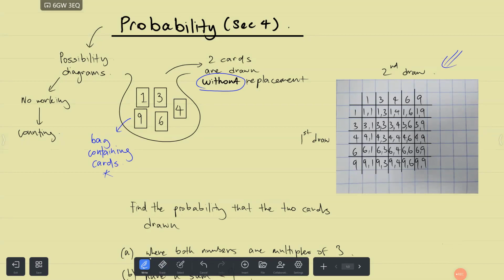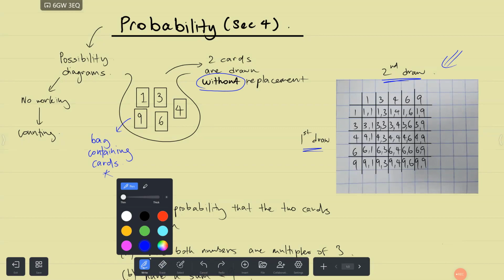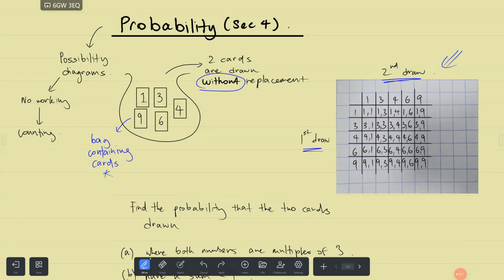The only difference from the previous question is that this is your first draw and this is your second draw, meaning that after you draw card number 1, it is impossible for you to draw the same card again because it's without replacement. And how is that reflected in your possibility diagram? Well, simply put, you cannot have the repeated cards.